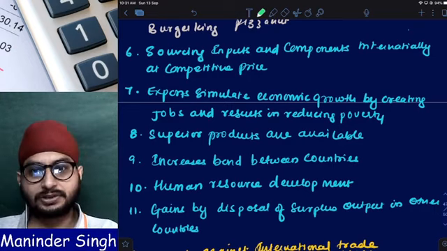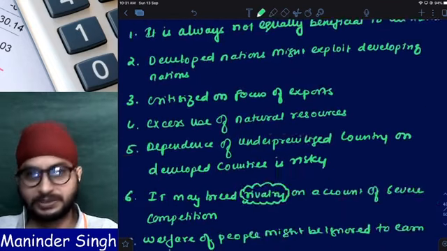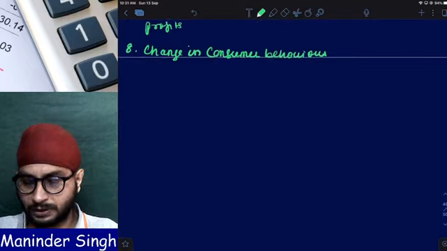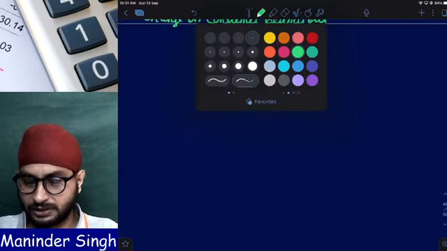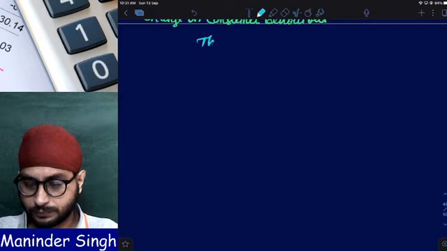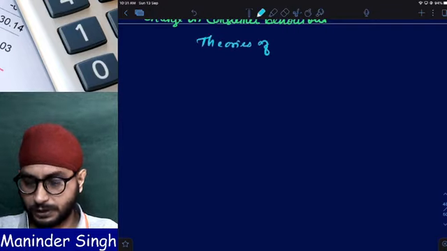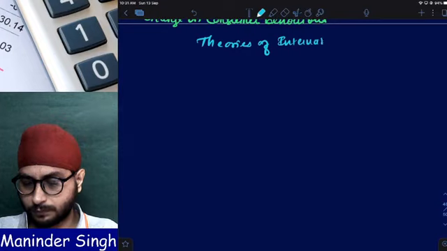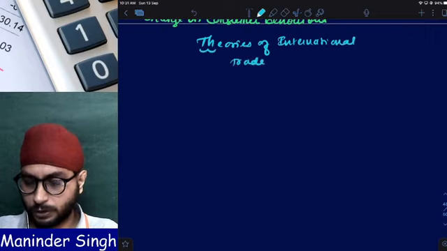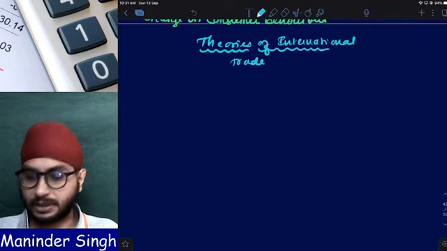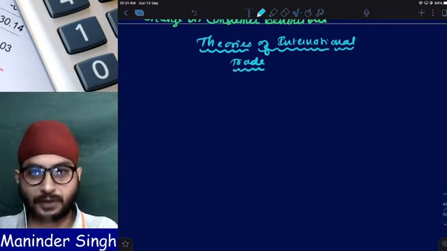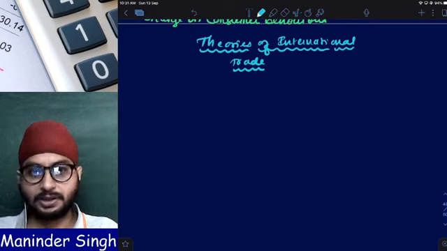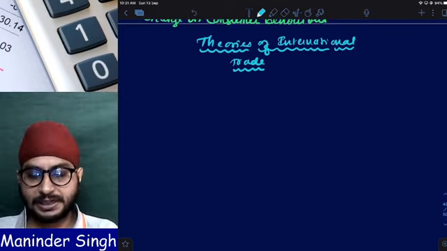Okay. So now let us see something very important, and these are technical topics also. If you miss the class, you won't be able to understand on your own. The concept we are going to start now is theories of international trade. Till now we have seen only what international trade is, and the advantages and disadvantages in an indirect way relating to international trade. Now let us see theories of international trade.